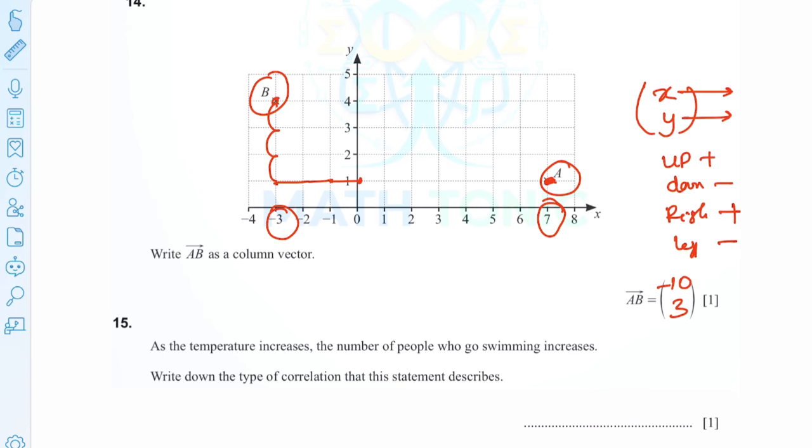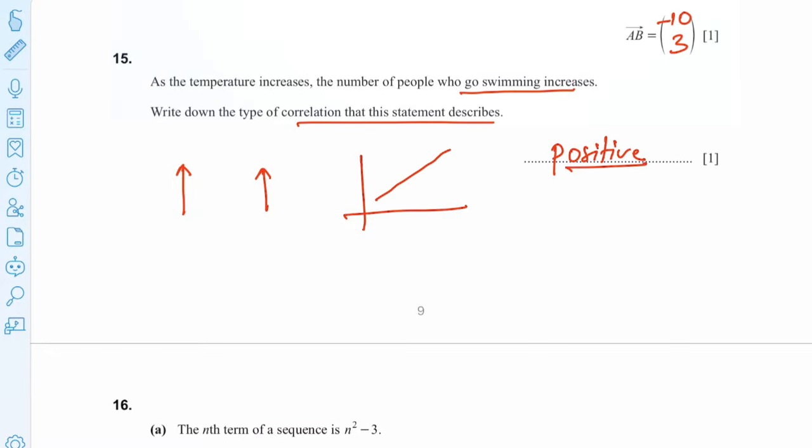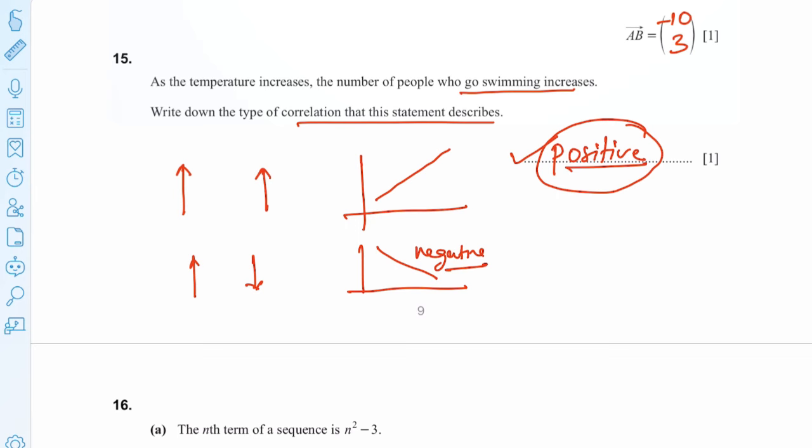Next question. As the temperature increases, the number of people who go swimming also increases. Write down the type of correlation in the statement. Remember, if one quantity increases, the other quantity also increases. That means this is called positive correlation. That means the graph will be looking like this. If one is increasing, the other one is decreasing, that means the graph will be looking like this. If this was the case, then it could be a negative correlation, but for this case both values are increasing, that means it is a positive correlation. Did you get it, everyone, clearly?